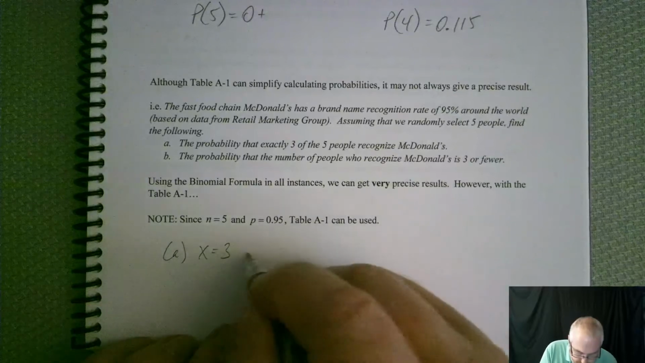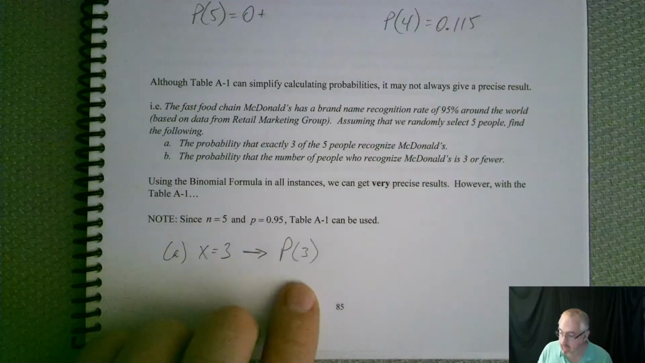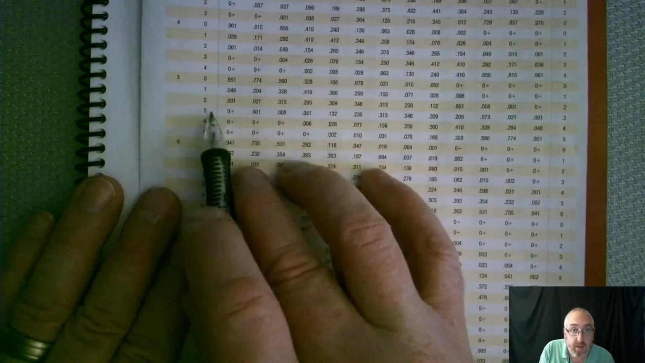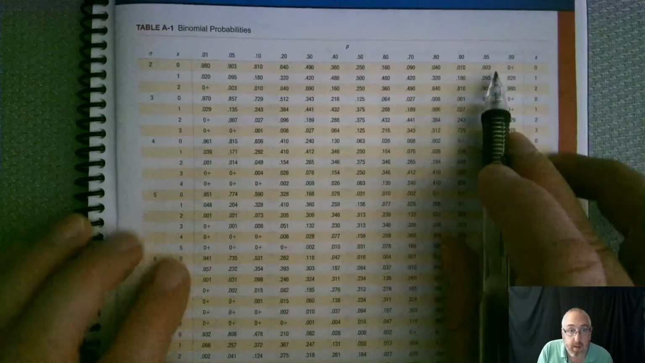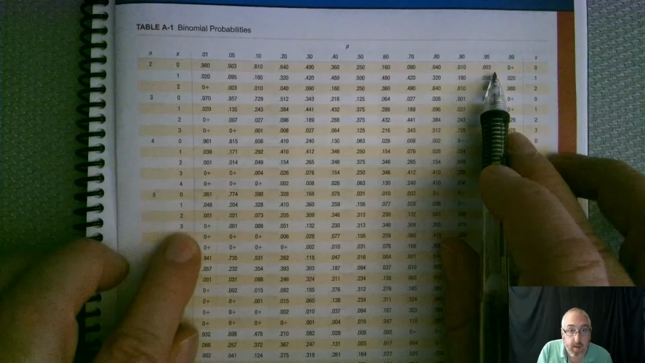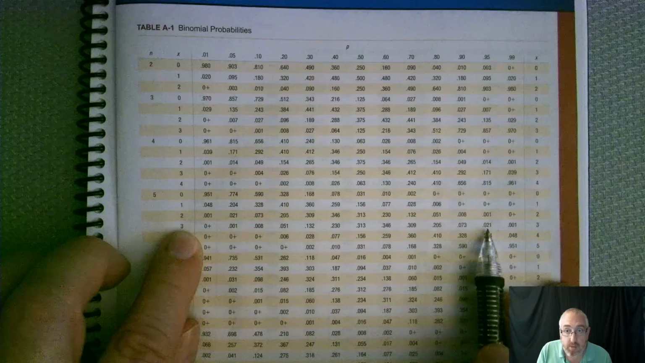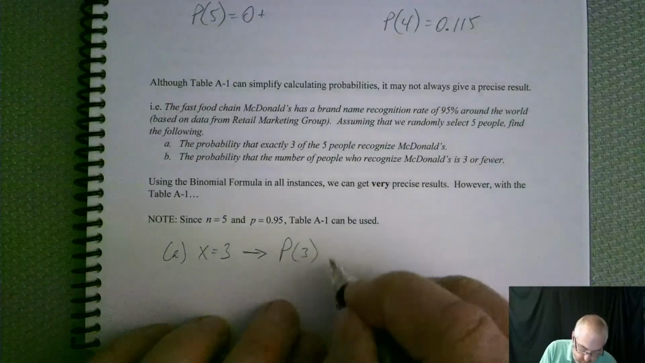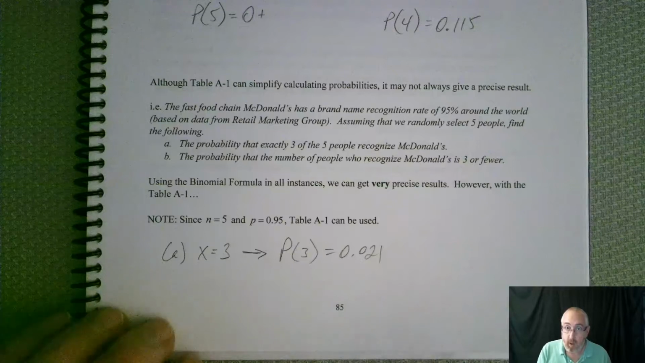So let's see what we get for P. Probability of 3 is going to be equal to, so we want N is equal to 5. All right. X is equal to 3. And then we want 95% recognition, so that's way over here. So let's just make sure I have these right. So let's go down, and it looks like 0.021 should be that probability. Nice and quick.